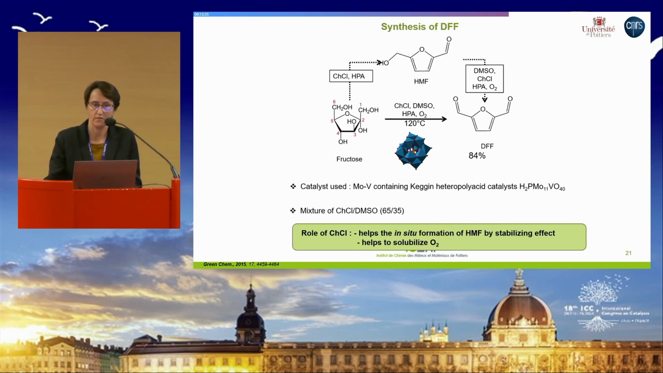So we decided to use other co-solvents. Of course, we have tried many of them, and you can see that the best one was always with adding a little bit of DMSO inside. So we obtained a higher yield with 65% choline chloride and 35% DMSO in weight. What was the role of choline chloride? It helps the in situ formation of HMF by a stabilizing effect, as I showed you before, but it also helps to solubilize oxygen. The role of DMSO, many assumptions, and we can discuss this later on, but up to now I have many hypotheses, but not one that was proved by control experiments. So I will not discuss so much today the effect of dimethyl sulfoxide.